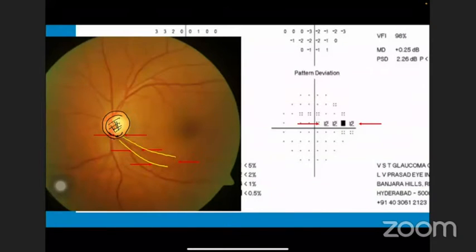Now, this is what is called a perfect correlation. When you see an inferior excavation or nerve fiber layer defect on the disc, and you see a superior scotoma in the visual field, this is what correlation by location is. If you put these two together, you can be sure that this is glaucoma.